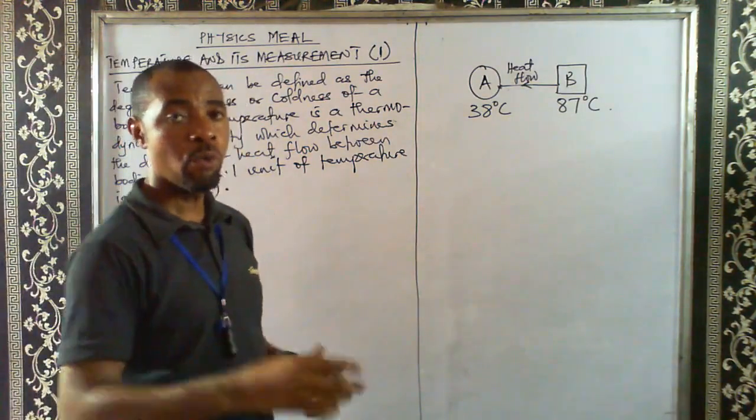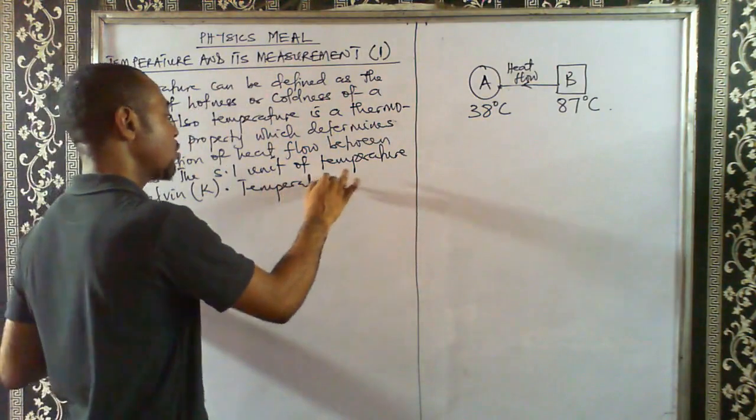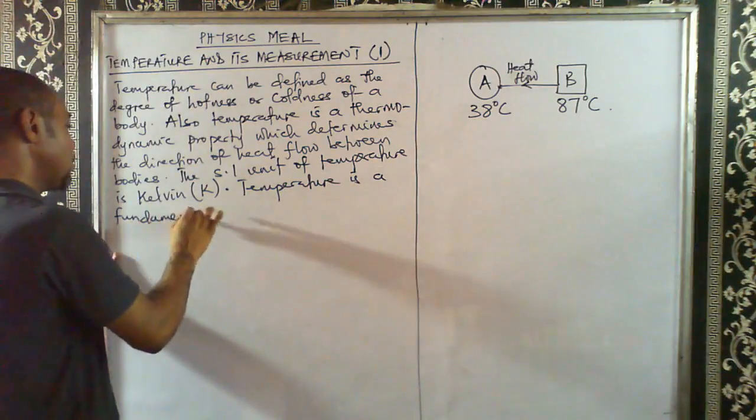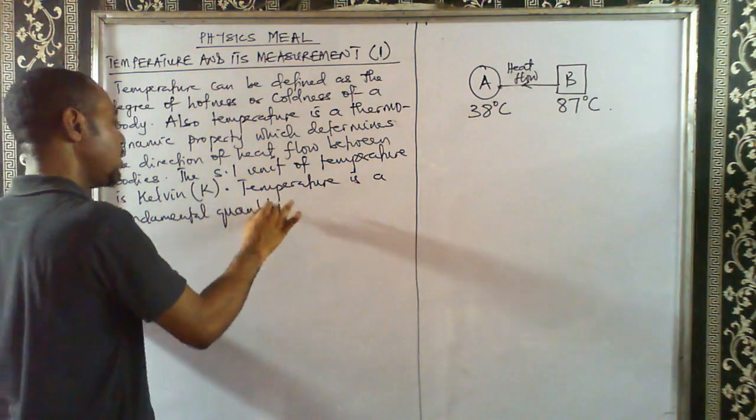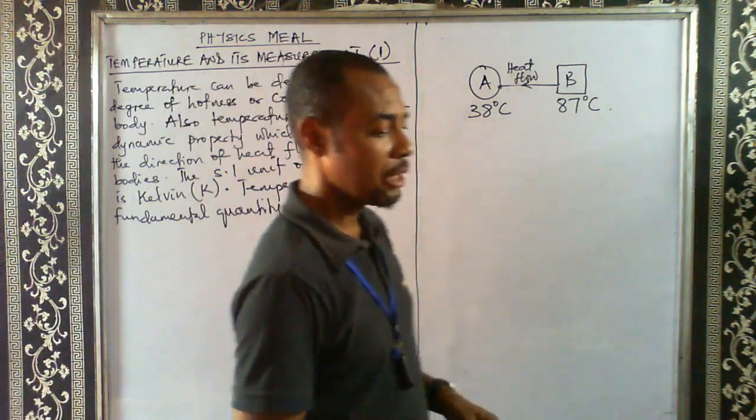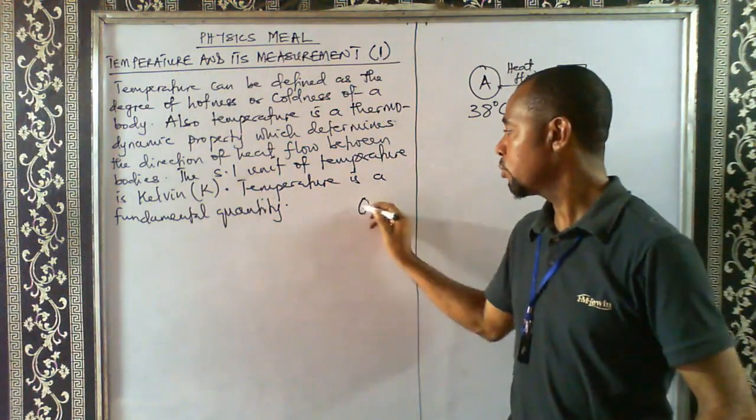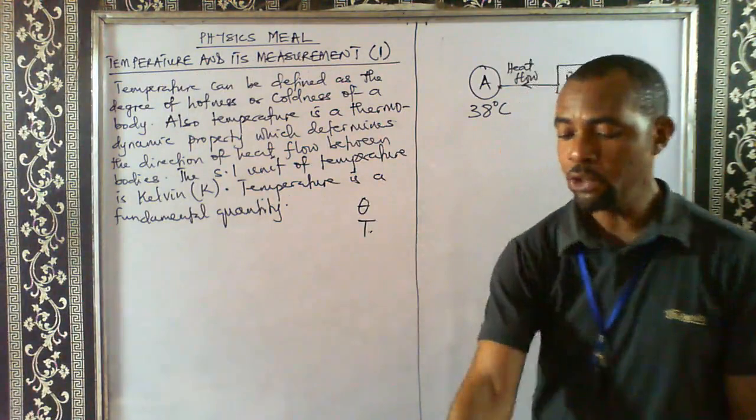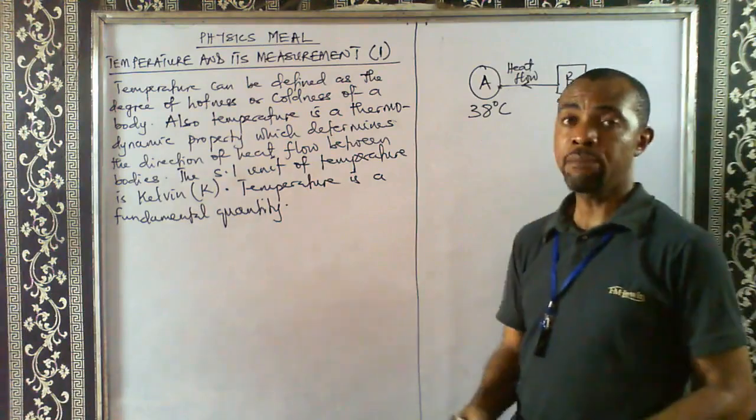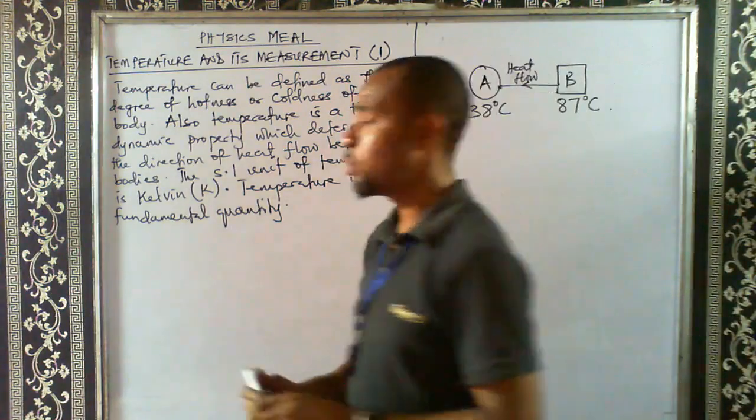As you know, when we treated measurement, we can also say that temperature is a fundamental quantity. So it doesn't depend on any quantity for its dimension. The dimension is just capital theta. We use theta because we have used capital T for time. So we usually use theta to represent the dimension of temperature. All right. Before we round off, you need to know this.